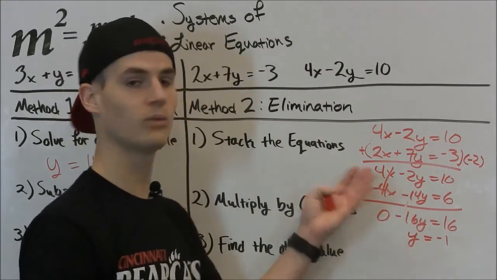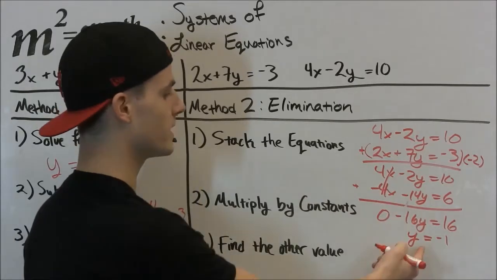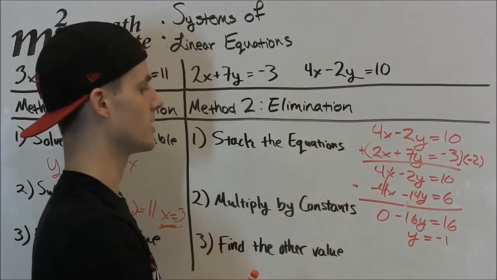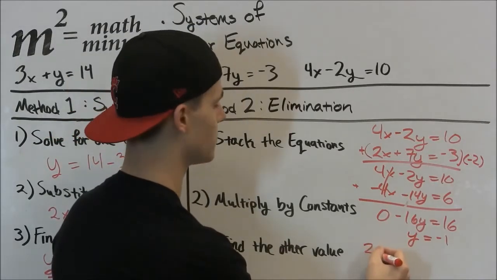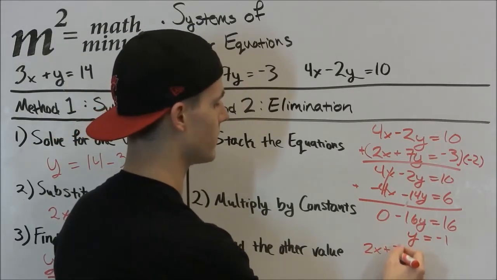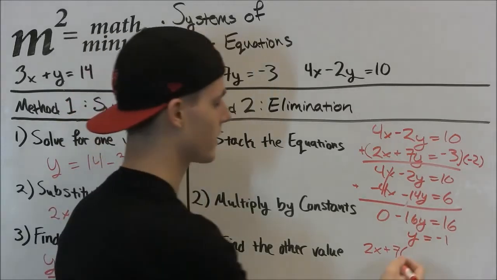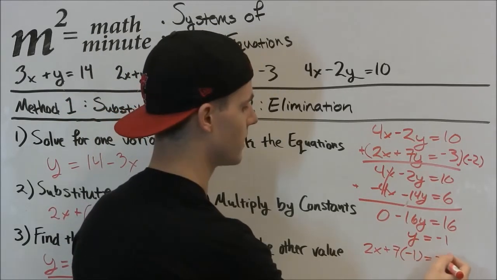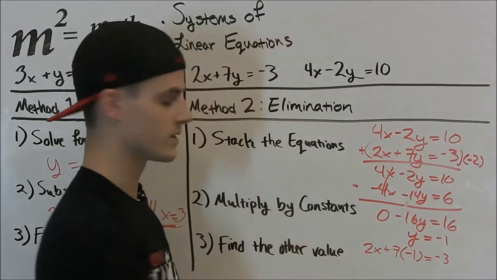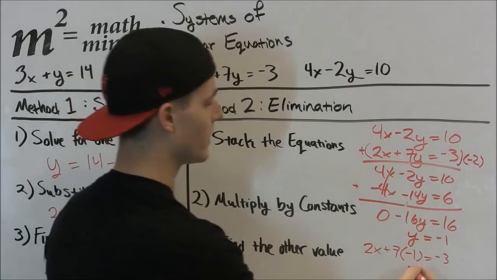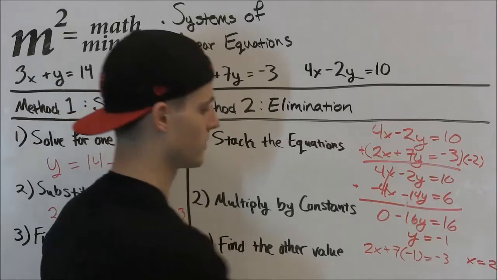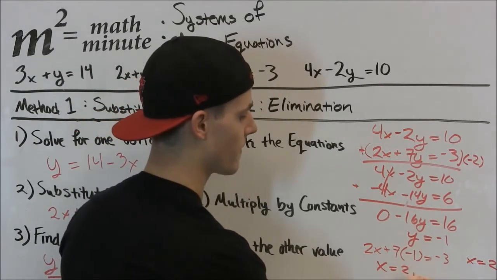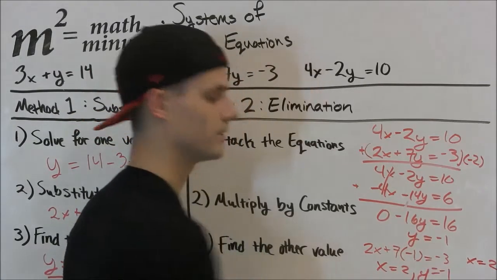Once again, we have y, but we need x. So we can take this, plug this into either of the equations, just like we did for substitution. So let's just say 2x plus 7 times y, which we now know is negative 1, equals negative 3. And if we solve this, just like we did before, we can find that x equals 2. So we have our solution. x equals 2, y equals negative 1.